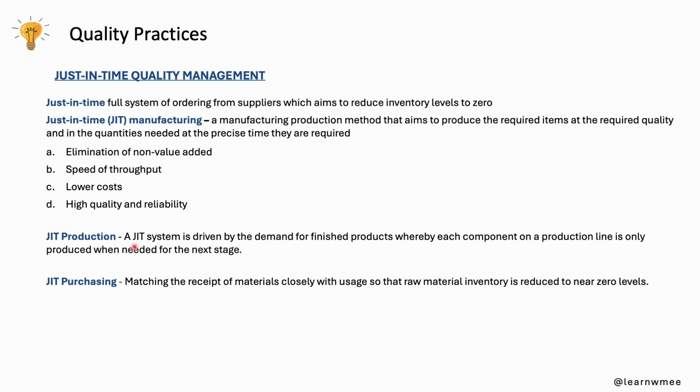In JIT production, the system is driven by the demand for finished products, whereby each component of a production line is only produced when needed for the next stage, matching the release of material closely with the users so that raw material inventory is reduced to near zero levels. So the entire concept is based on batch sizes of one.